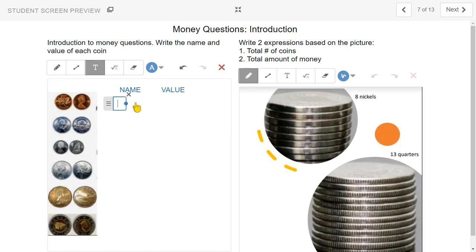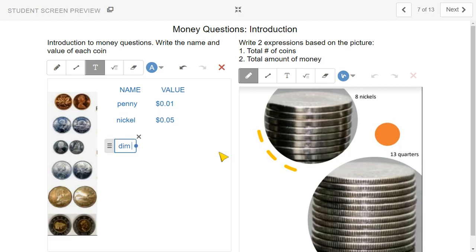The first one we have is the penny. The penny is valued at 0.01 cents. Next, we have the nickel. Nickel is worth 5 cents. Write it as 0.05.